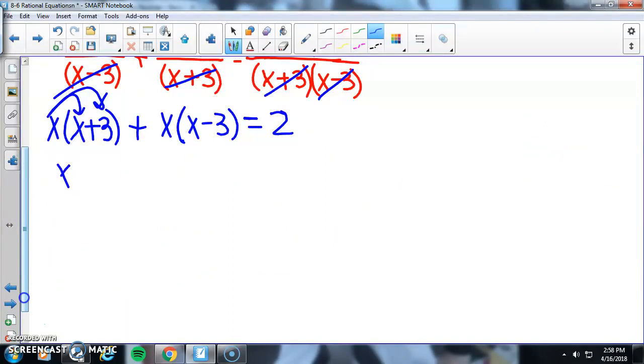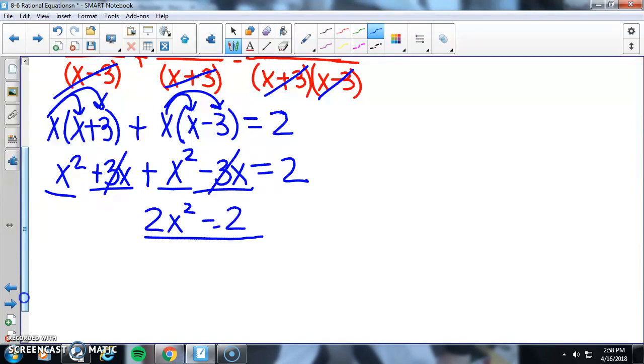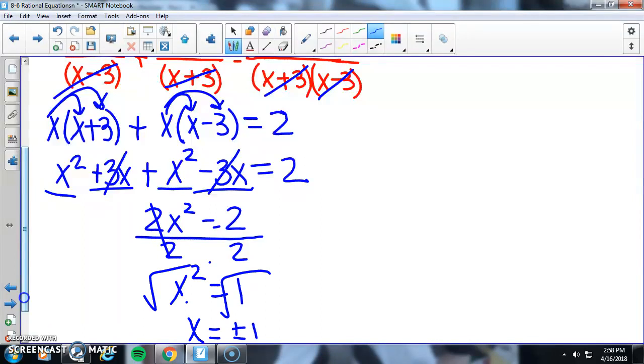by distributing: x squared plus 3x plus x squared minus 3x equals 2. 3x and negative 3x cancel. X squared plus x squared is 2x squared equals 2. I divide by 2. X squared is equal to 1. Square root both sides. X is equal to positive or negative 1.